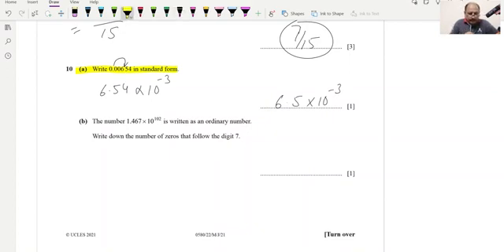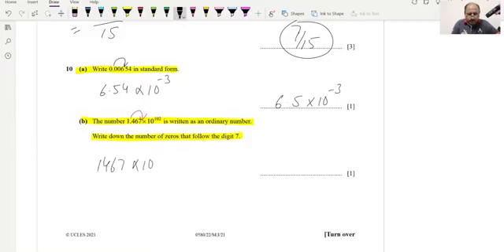Now the b part, the number, this one is to be written as an ordinary number. Write down the number of zeros that follow the digit 7. So we have to move this decimal after 7. So we will be taking 3 jumps, and our new number will be what?